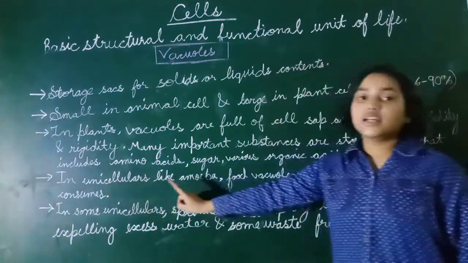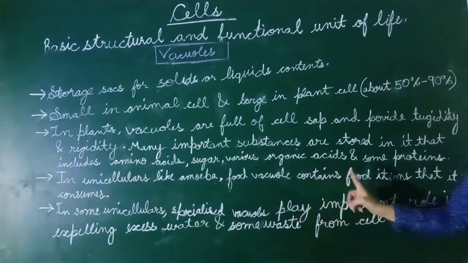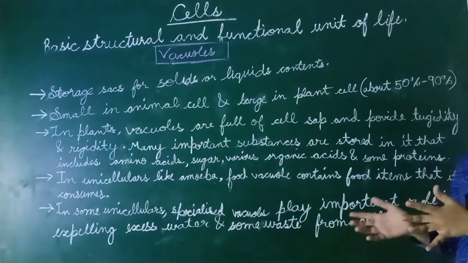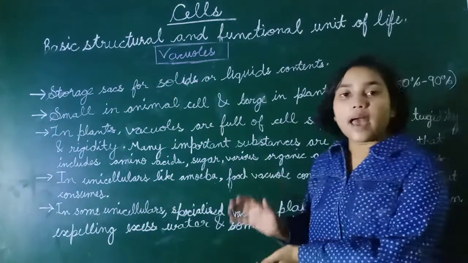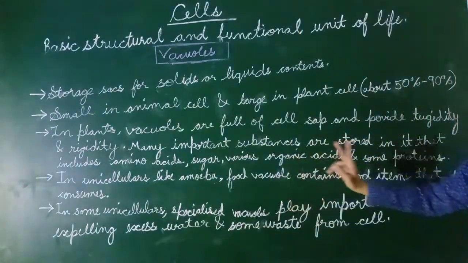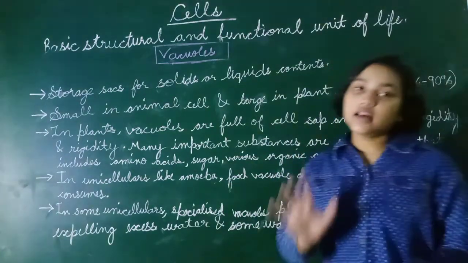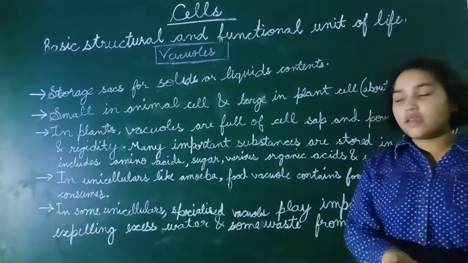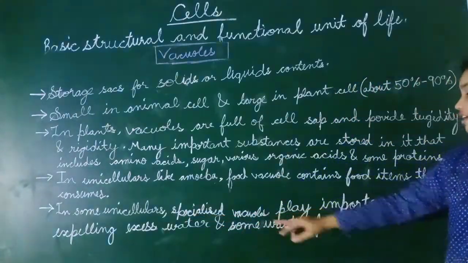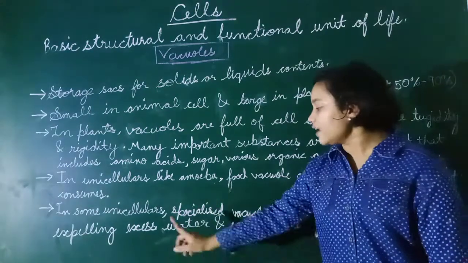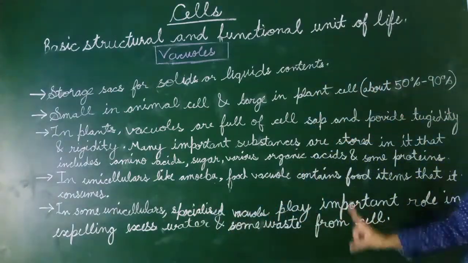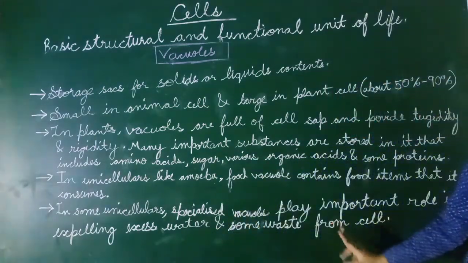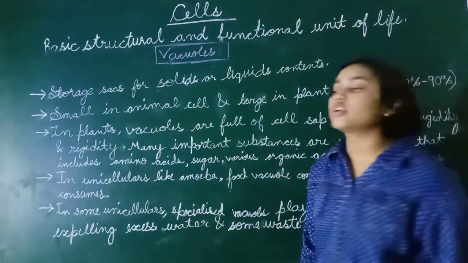In unicellular organisms like amoeba, the food vacuole contains the food items that it consumes. In some unicellular animals, specialized vacuoles play an important role in expelling excess water and some waste from the cell.